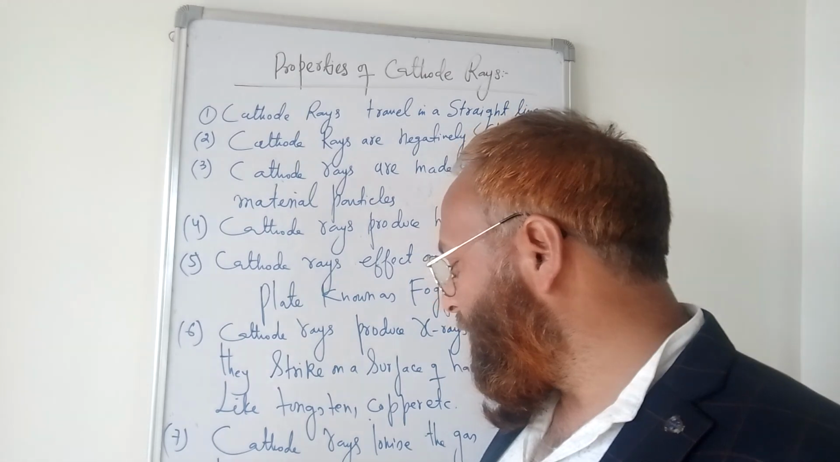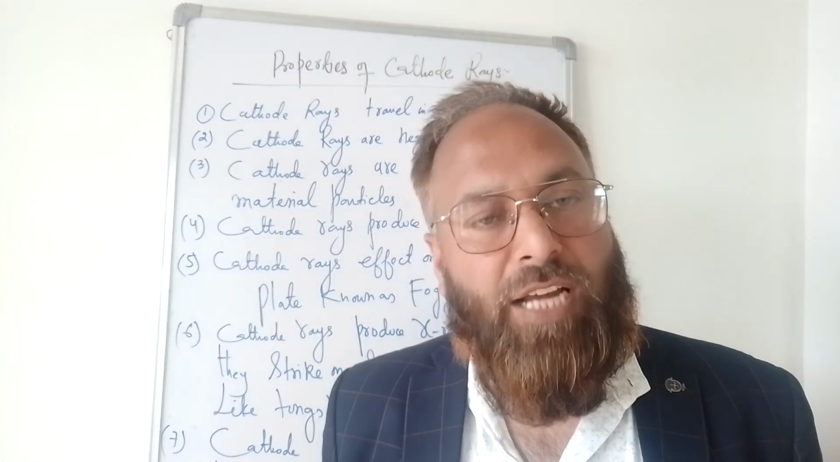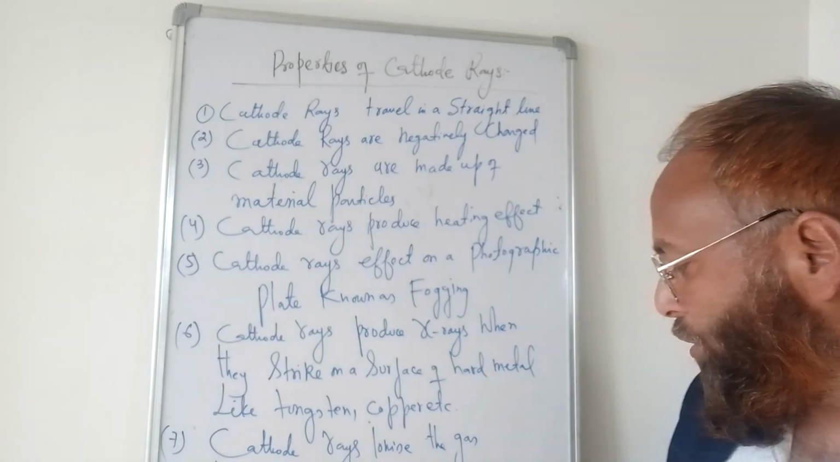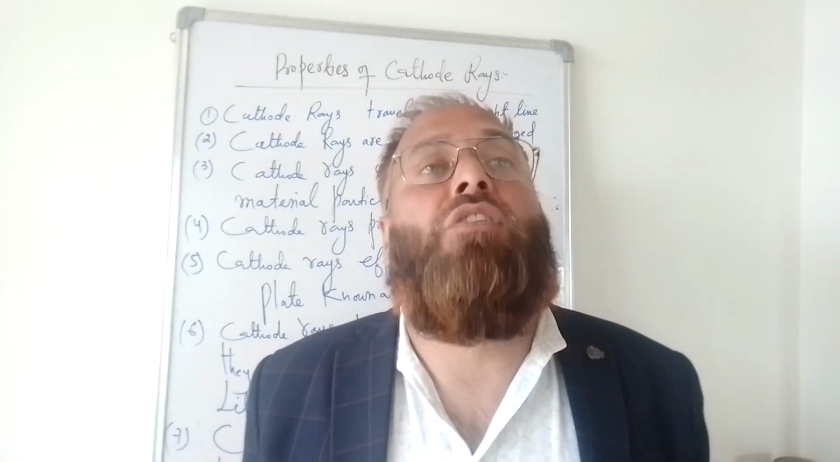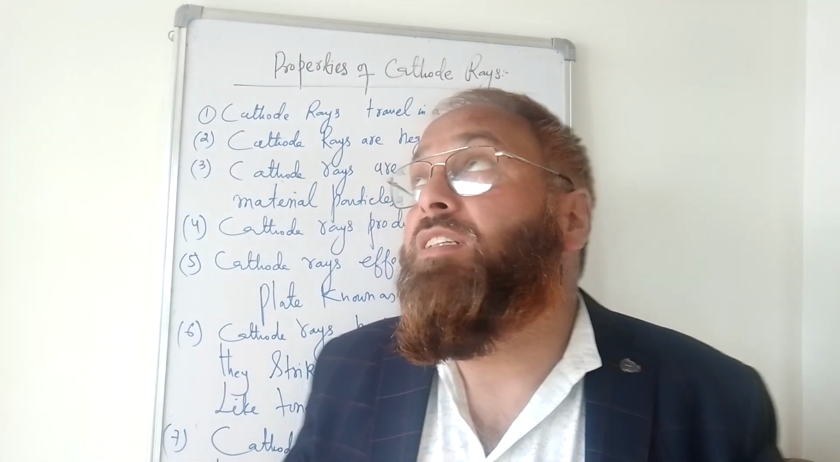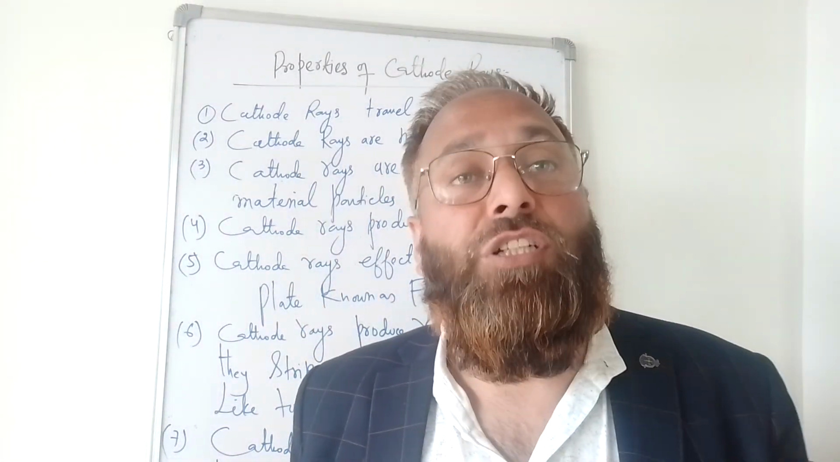And the eighth property: cathode rays strike a zinc sulphide screen and show fluorescence. The glowing that takes place when cathode rays fall on a zinc sulphide screen is known as fluorescence. So these are the overall properties of cathode rays generated through the discharge tube experiment. This is overall the second part of the discovery of the electron.